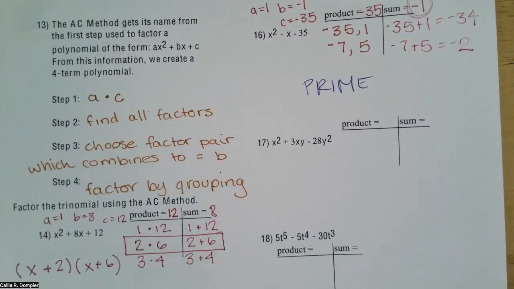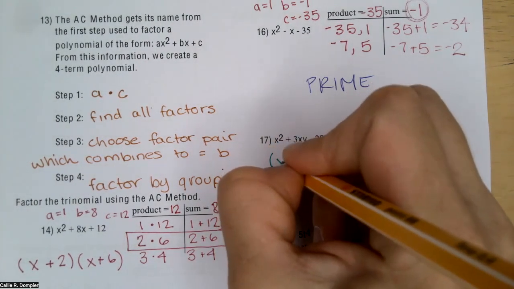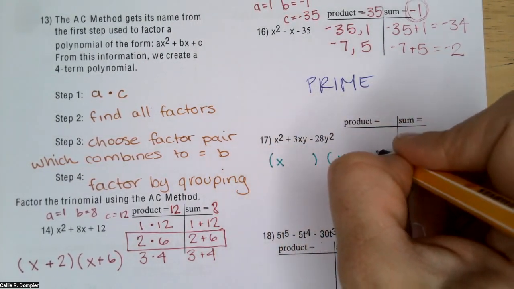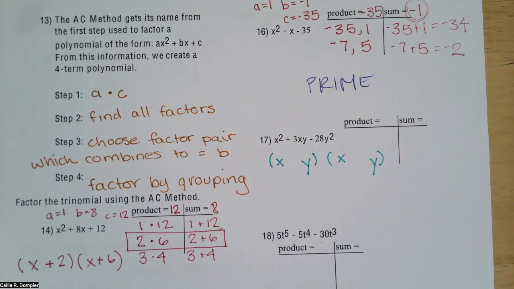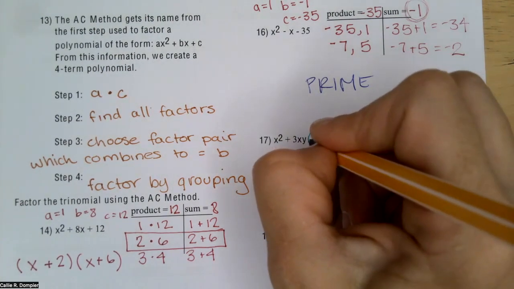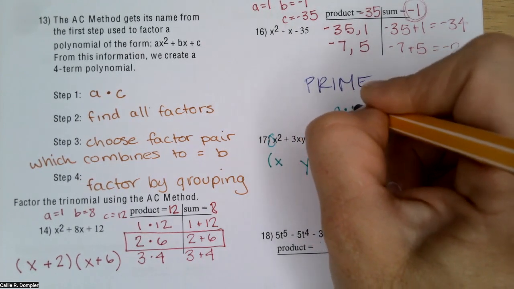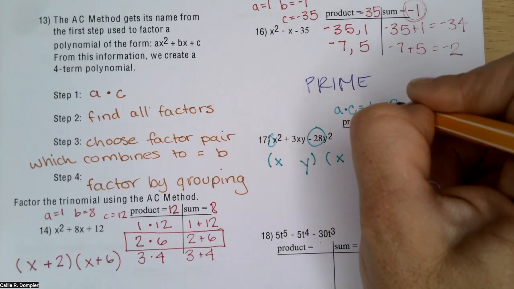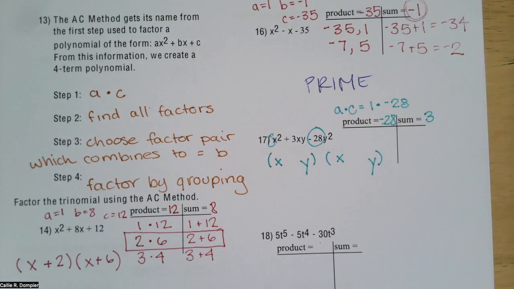All right, 17. Again, I would encourage you to just go with what we already know, which is that x squared becomes x times x, and y squared becomes y times y. Now we're just trying to figure out what will multiply to -28 because A times C becomes 1 times negative 28, which is negative 28. And then it adds to a positive 3, or adds to B, right? Okay. I'm going to ignore the y squared because I already accounted for it, and the x squared goes here.